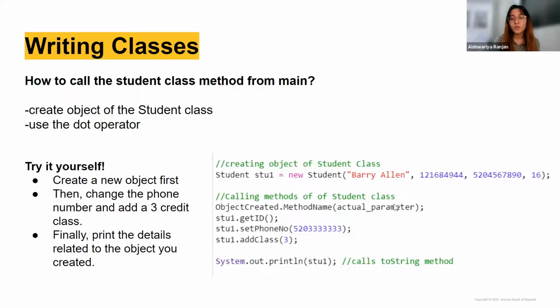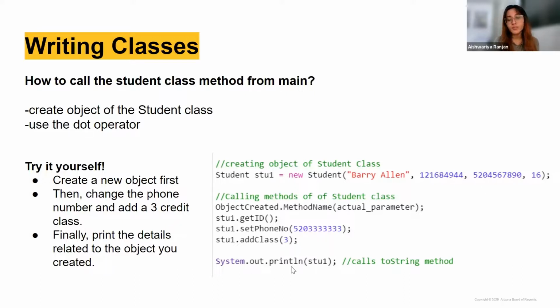So this number over here will basically be replaced by this number. And then we want to add a 3 credit class. So we will do student1 dot add class, and number of credits is 3 inside. So the total credits was 16, and it will be updated by 3. So it'll become 19 credits.